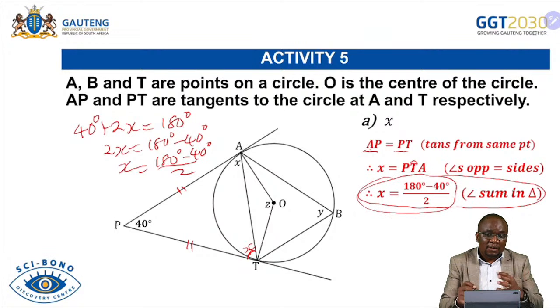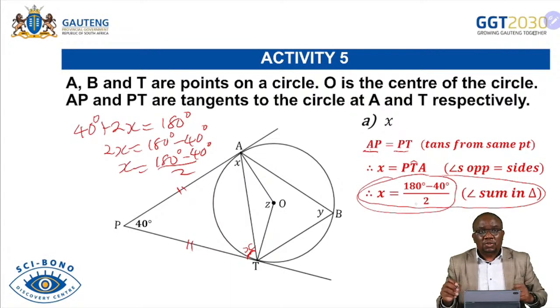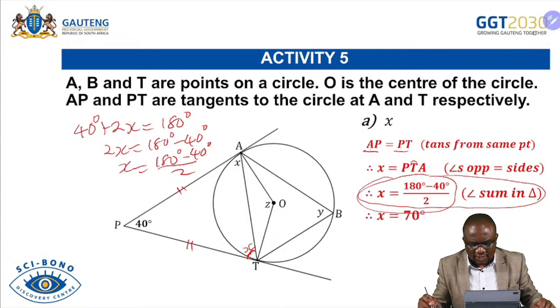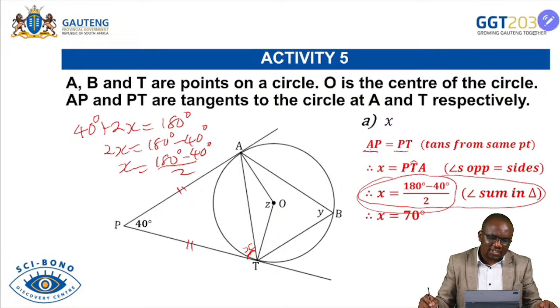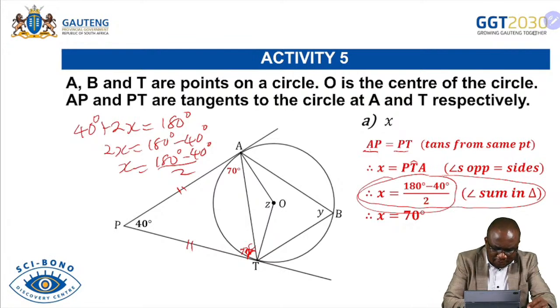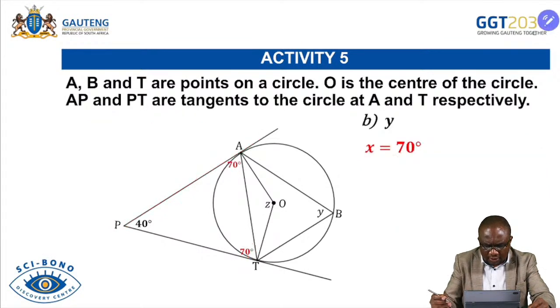Every time I'm dealing with angles opposite equal sides, I usually use this, but I really hope that you don't get confused. So x here is going to be equal to 70 degrees. So this is 70 degrees and this one is 70 degrees. Right, this is a tangent. This is a tangent.